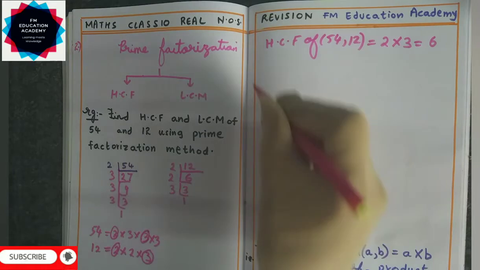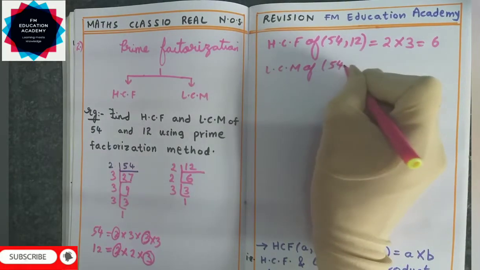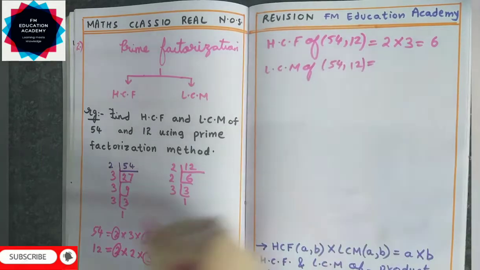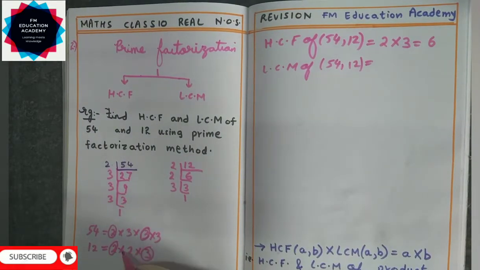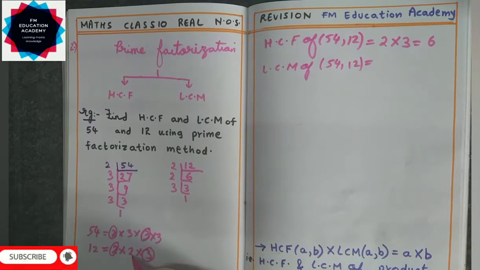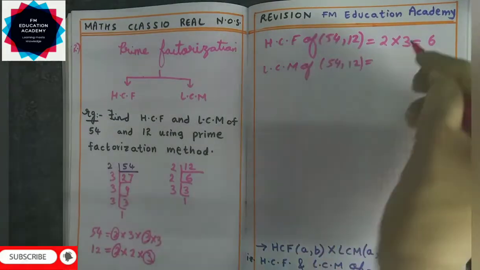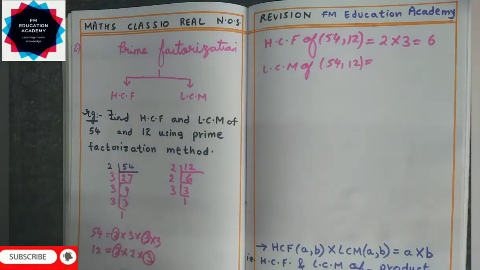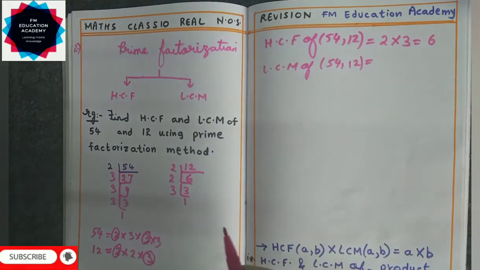Now let us find the LCM of 54 and 12. What is the hint here? The hint is always take the common numbers. See, here I did not choose 3 again. Why didn't I choose 3 again? Because 3 is there only one time in 12. So from this 3 and this 3, I'll take 1 common 3. And from this 2 and this 2, I'll take 1 common 2. I don't have any other numbers in common, so I cannot take anything else as common. So HCF means only commons.